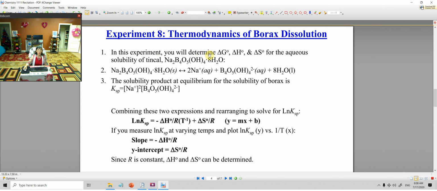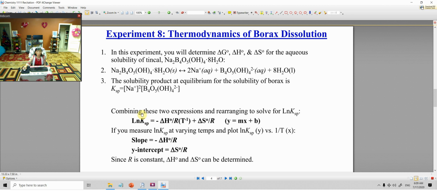And in the experiment, you are going to determine delta G, delta H, delta S for the aqueous solution of the solubility of your borax octahydrate. So the balanced reaction for this particular insoluble compound, you write down as borax solid plus produce 2 moles of sodium aqueous and 1 mole of your borax negatively charged ion and 8 moles of water. Your water liquid and this borax compound solid are not going to be in your expression of your Ksp.